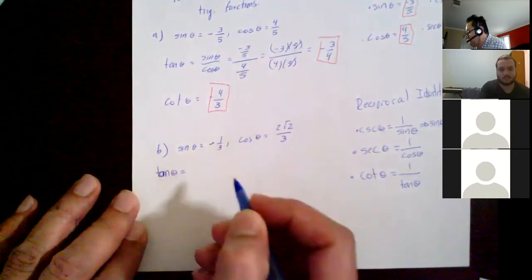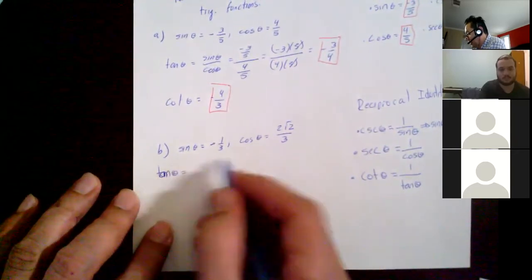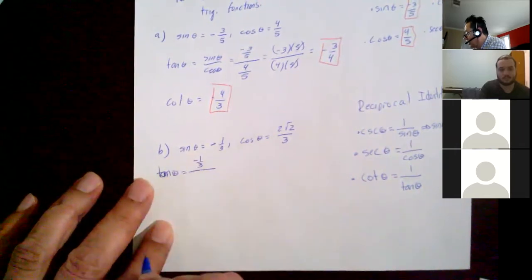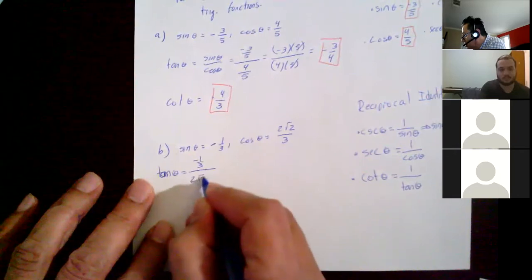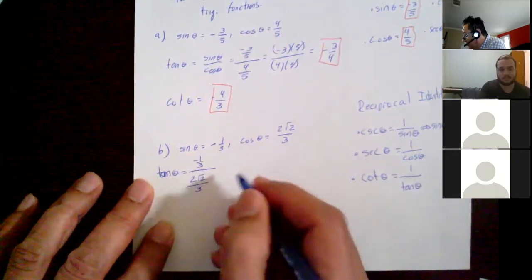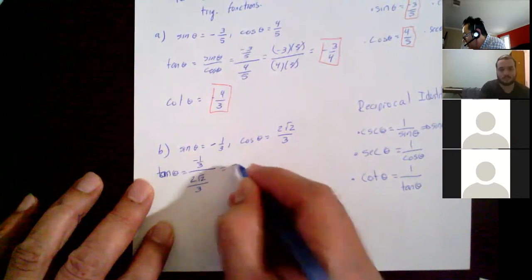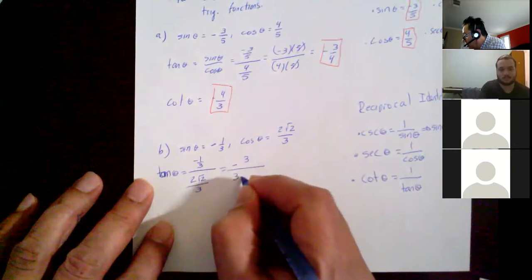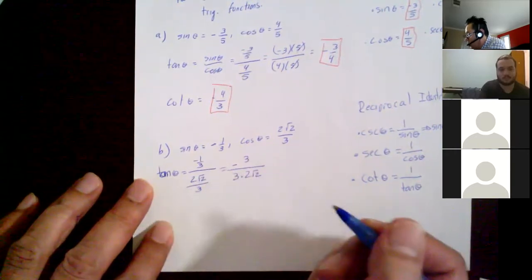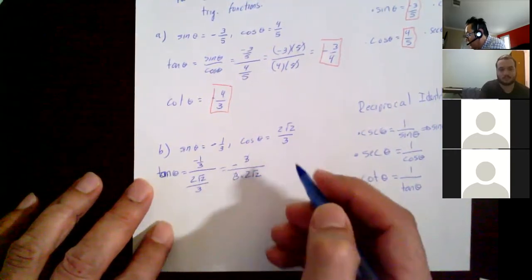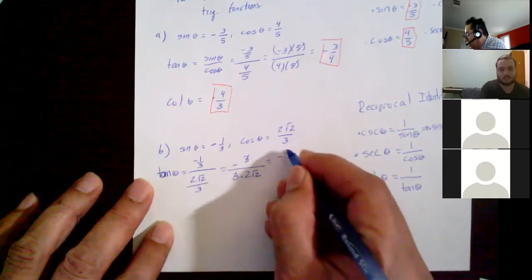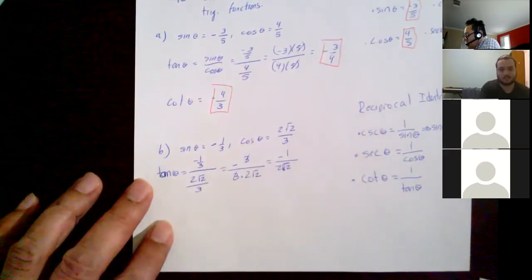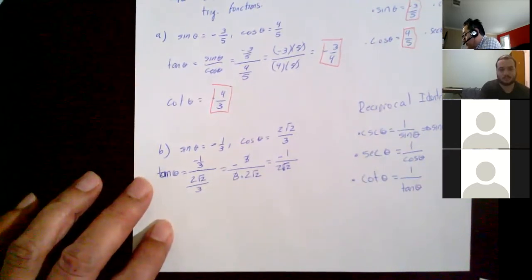Tangent theta, again, is sine over cosine, which is -1/3 divided by 2 square root 2 divided by 3. And this is the same as -3 divided by 3 times 2 square root of 2. Notice this 3 with this 3 divide out, and you are left with -1 over 2 square root of 2. But you have to rationalize the denominator because you have a square root of 2.